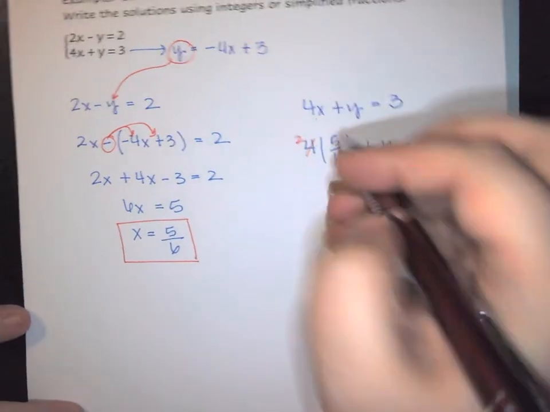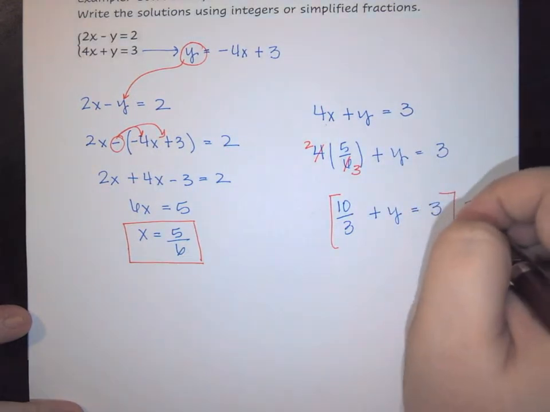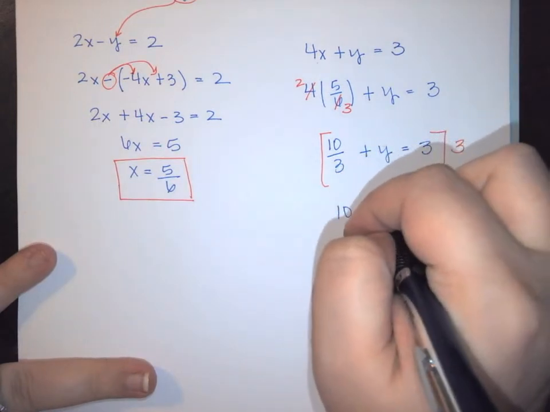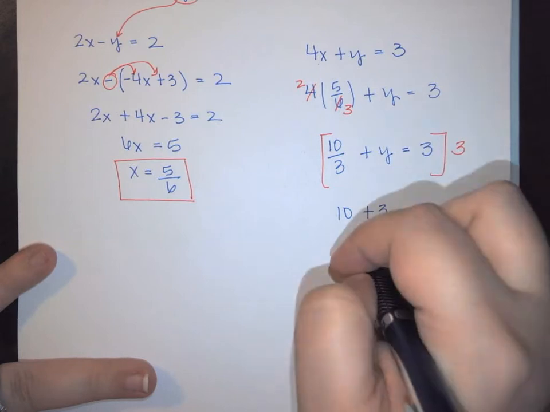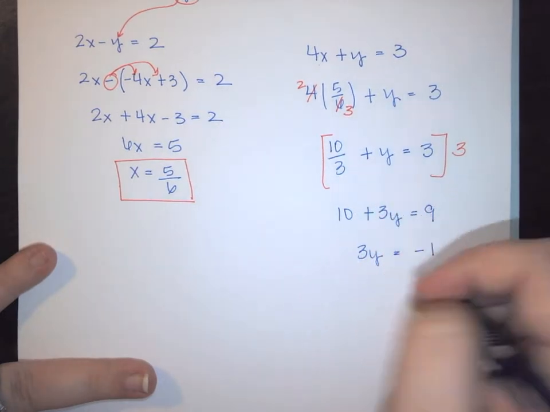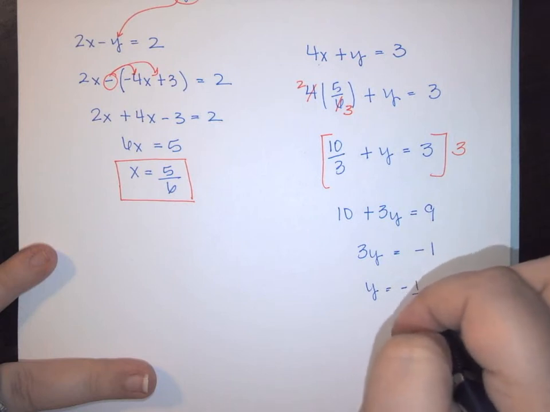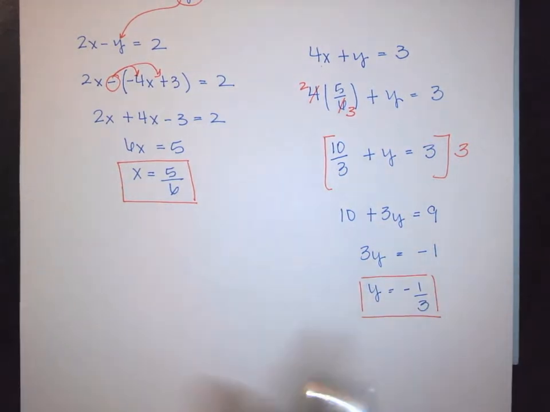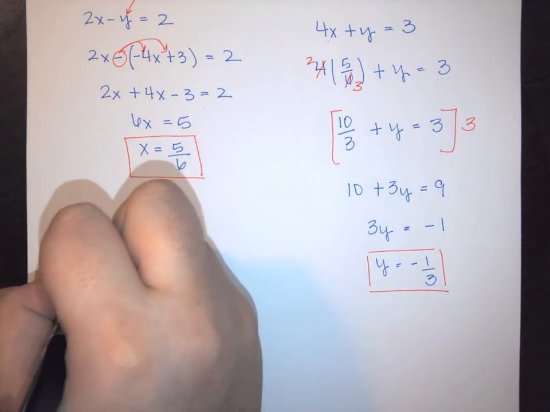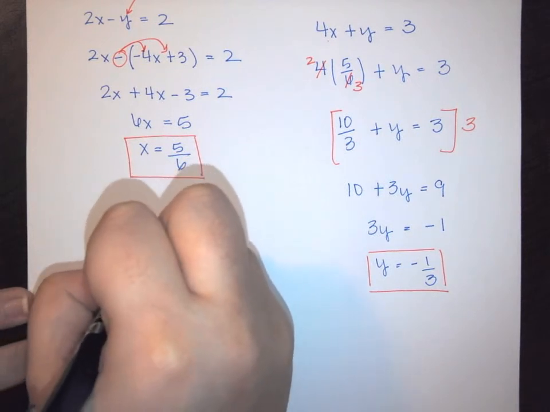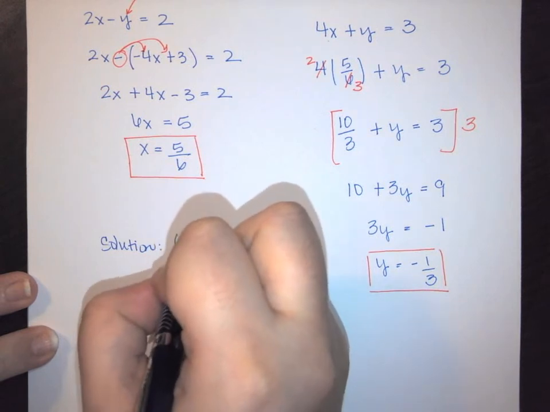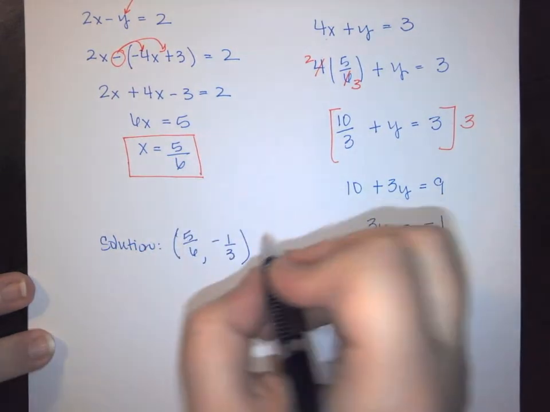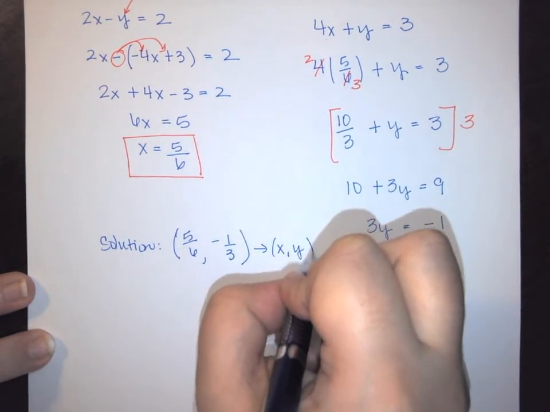If we multiply everything here by that denominator, we can get rid of our fraction. So here we're going to end up with 10 plus 3y is equal to 9. My 3y equals negative 1, so y equals negative 1/3. And this here ends up being my second solution. Now because we're solving for a system, your solutions will be written in coordinate form. So 5/6, negative 1/3. Remember, we're always going to write things in terms of x comma y.